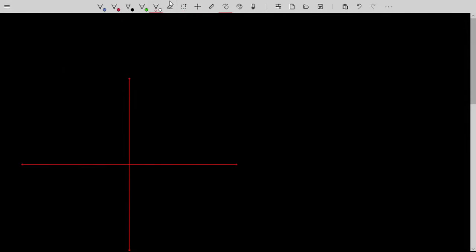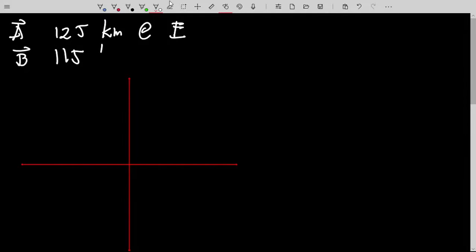Let's say the value of your A vector and your B vector. The value of your vector A is 125 kilometers east. And the value of your vector B is 115 kilometers at 30 degrees north of east. Now, how are we going to get the magnitude and the direction or the angle of our resultant force?